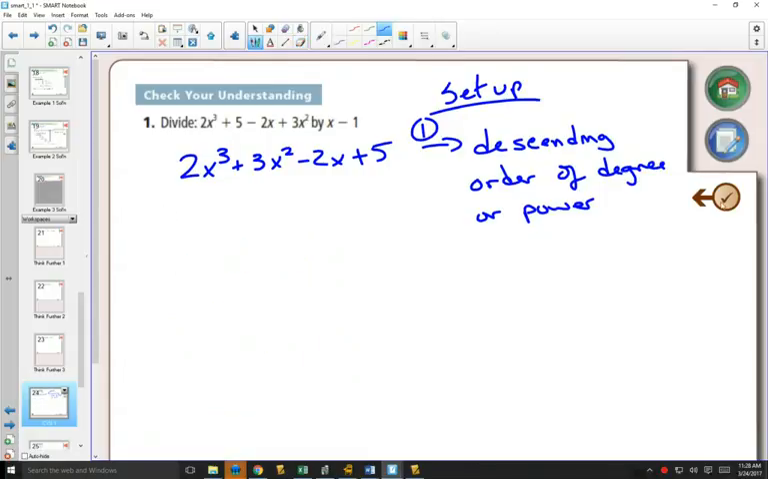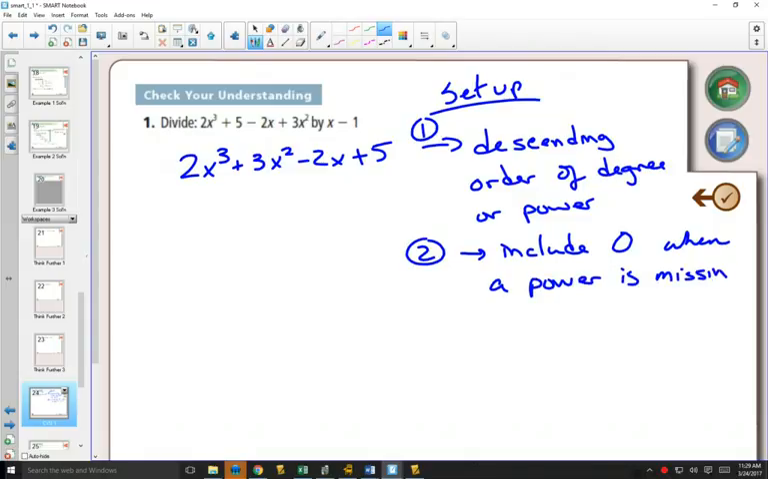But since we're writing our setup right now, the second thing for our setup is we're going to include 0 when a power or degree is missing. So it's a little bit more involved than numbers, because with numbers, they give you the number, you just write down the number. But now you have to be aware that the order matters, and if something's missing, we're going to include a 0.